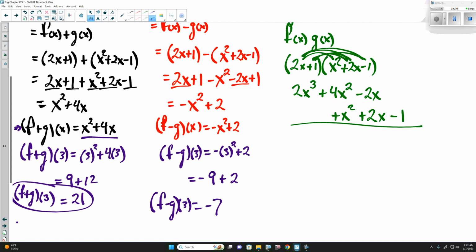So if I do it this way, well, there's no like terms with 2x cubed. Then I can go straight down here. 4x squared plus x squared is plus 5x squared. -2x plus 2x is 0. It's gone. Then I have the -1. And we could move it over and get that there.